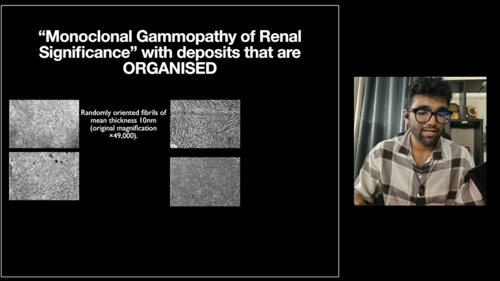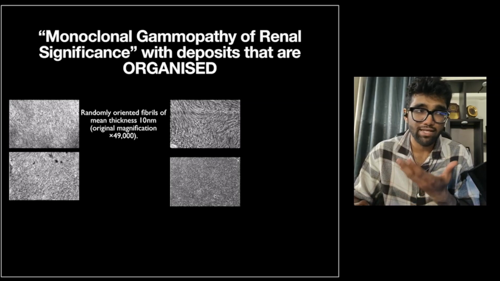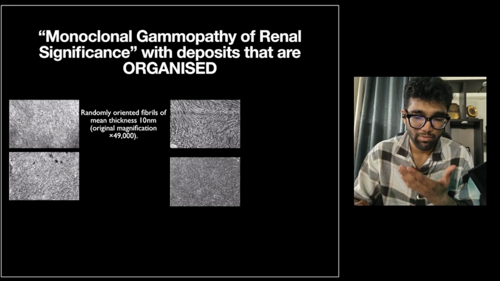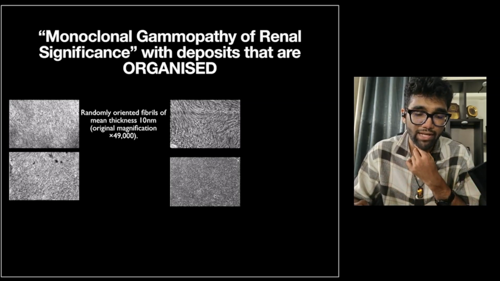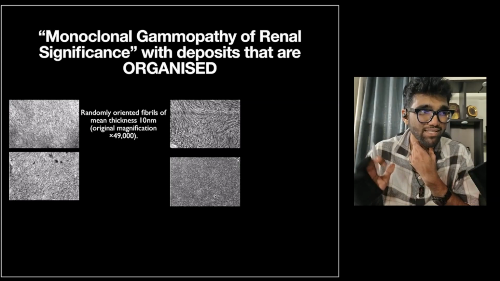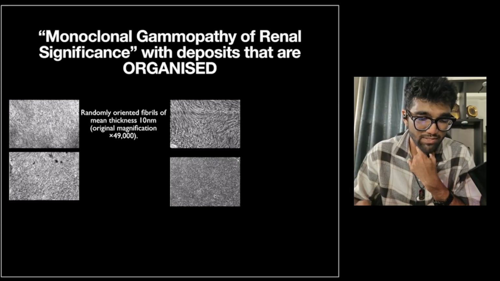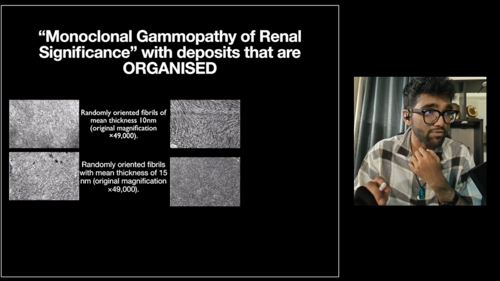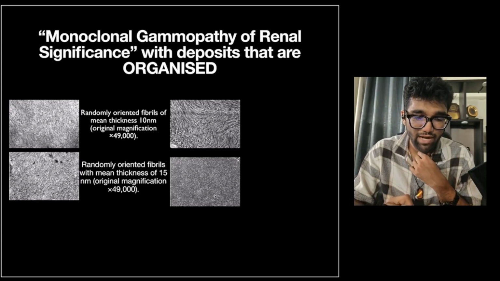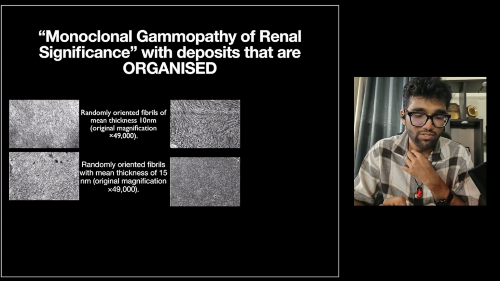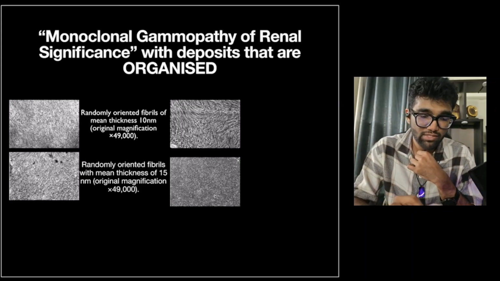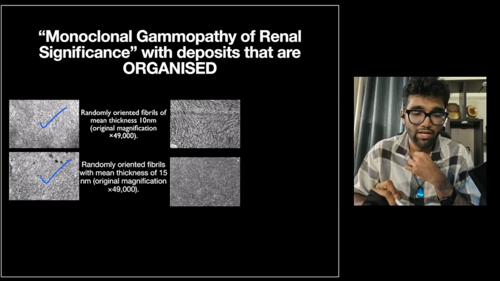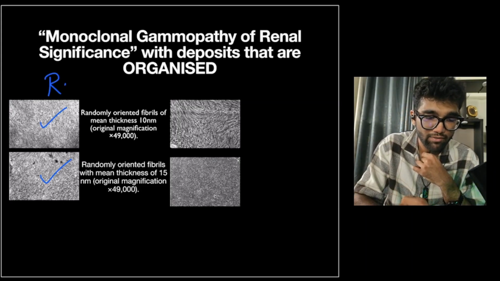Okay. And often the report will tell you that the mean thickness of the fibrils is around 10 nanometers. At least the questions in MCQ exams will specify this. As you can see, the magnification is 49,000 times. Now in the second one, we have randomly oriented fibrils with a mean thickness of 50 nanometers. So this was 10 nanometers and this is 50 nanometers. Both are randomly oriented. So this is random.